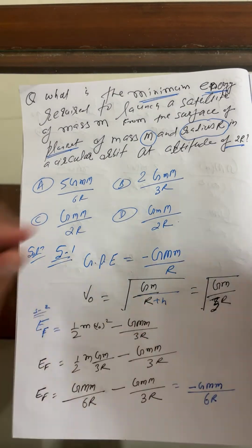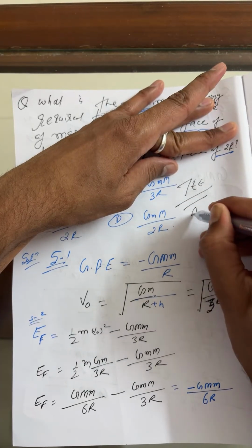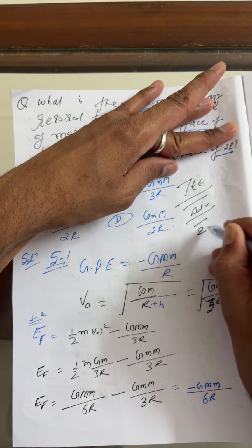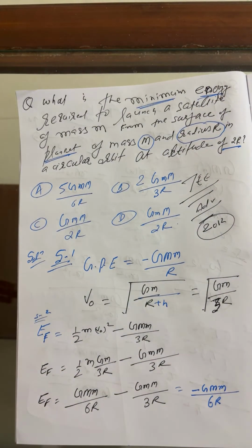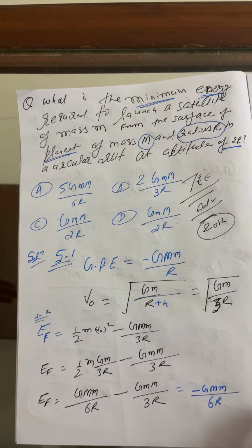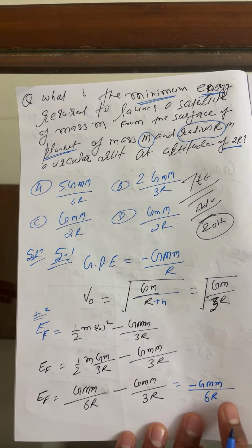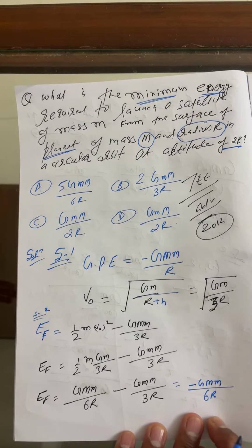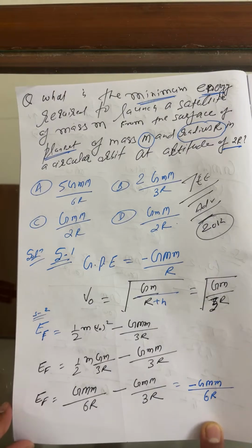I forgot to say this question was asked in JEE Advanced 2012. So further, we can write minus G M m by 6R. This is the energy final. This is the energy final.